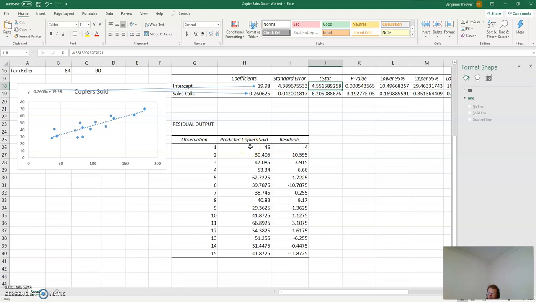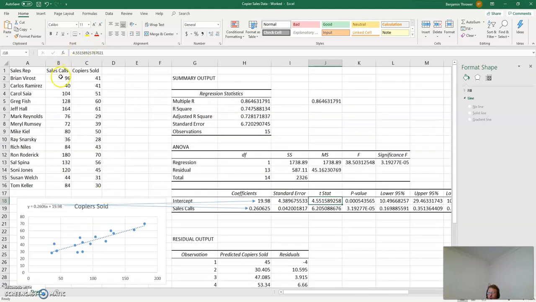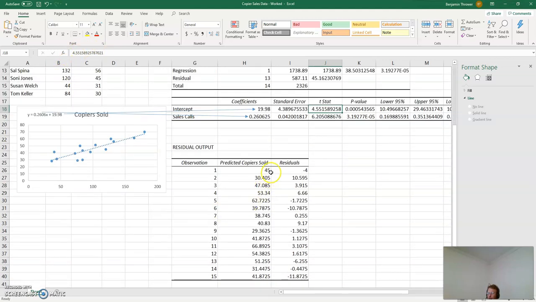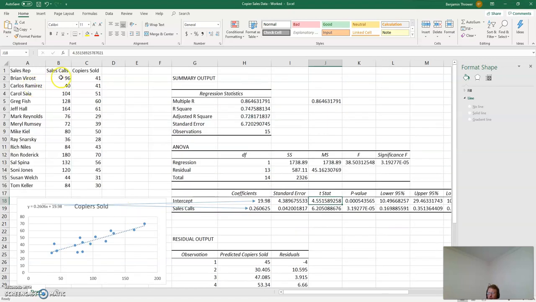For instance, who's number one? Brian Verrast. He's made 96 calls. So at 96 calls, he would have been expected to sell 45 copiers, but he actually sold 41. 45 minus the actual, which is 41, is -4, and that's your residual.